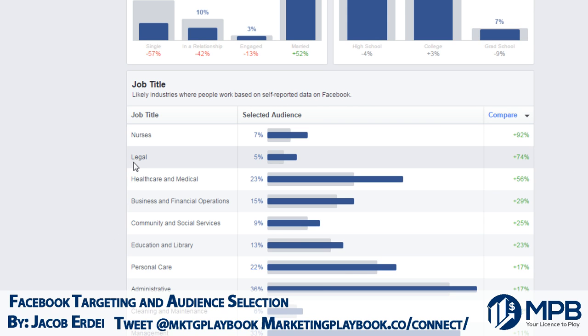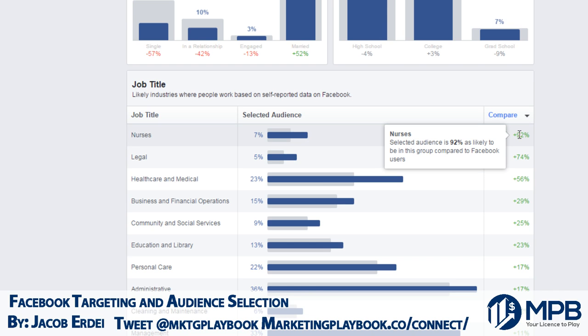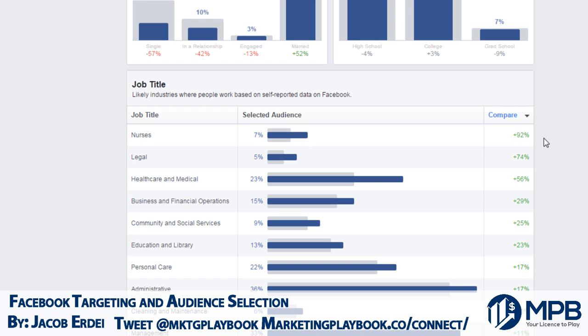And looking at the job titles, this seems pretty interesting. People who are nurses make up 7% of this audience, and they're 92% more likely to be in this group. So they have a 92% higher chance of being in this group than the average Facebook user, and that's pretty interesting. So nurses could actually be a targeting group that we want. Now, of our audience, they only make up 7%.